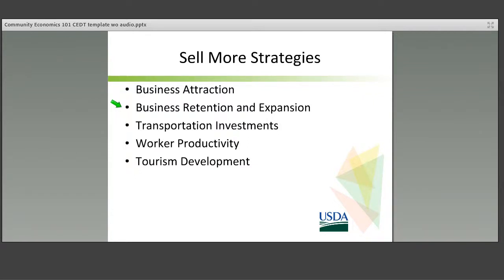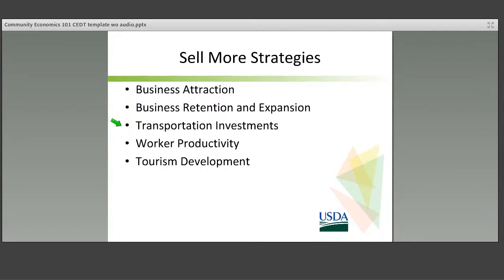Business retention and expansion is also a very popular strategy where here you work intensively with the businesses in your own area to make sure that they're as profitable as can be. It often involves going and visiting with those businesses to understand their needs and then putting together a plan to help the business achieve its goals. And it might be workforce training. It might be helping them improve their infrastructure. It might be a loan to that business. It might be a marketing plan. There are all kinds of things that one can do to help a business that's already committed to your area.